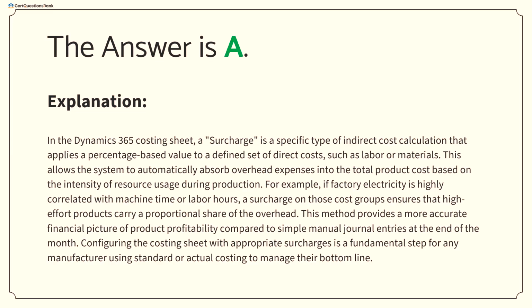In the Dynamics 365 costing sheet, a surcharge is a specific type of indirect cost calculation that applies a percentage-based value to a defined set of direct costs, such as labor or materials. This allows the system to automatically absorb overhead expenses into the total product cost based on the intensity of resource usage during production. For example, if factory electricity is highly correlated with machine time or labor hours, a surcharge on those cost groups ensures that high-effort products carry a proportional share of the overhead.